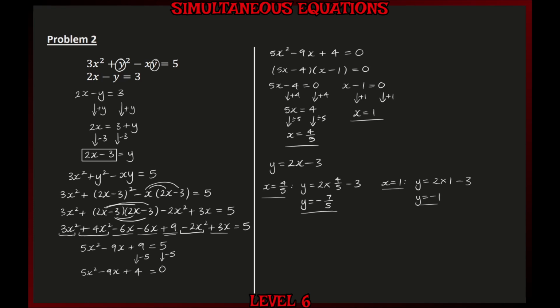So our final solution to problem 2 is x is equal to 4/5, y is equal to minus 7/5, that's our first pair, and x is equal to 1, y is equal to minus 1, and that's our second pair.